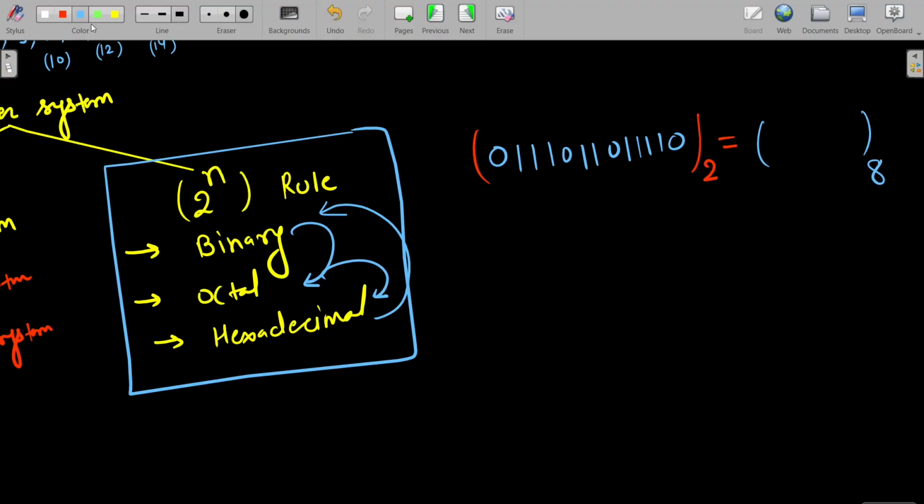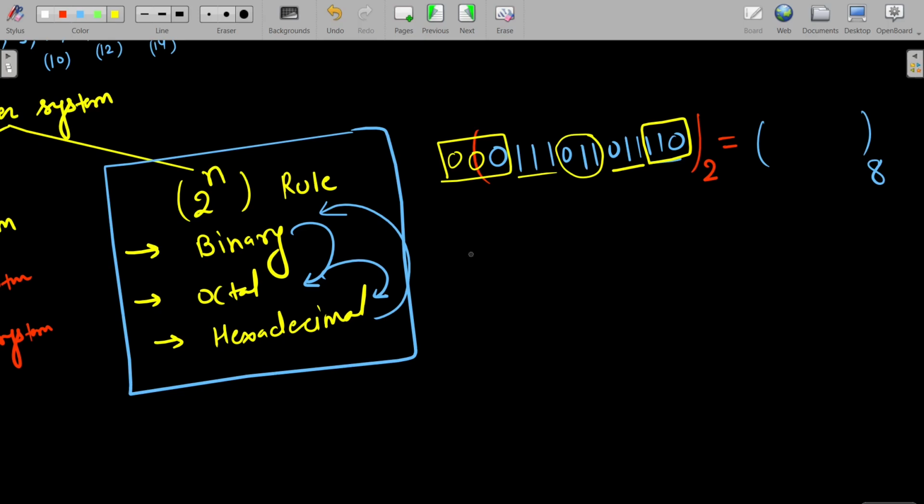The concept is very simple. Since for the octal number system we need 3 bits, as I have already explained, you have to start grouping 3 digits from the right side. We have to start grouping 3 bits from the right side. So this one, and this one. And if the last group is not 3 bits, you can pad it with 0s. So you can write here 0 0.